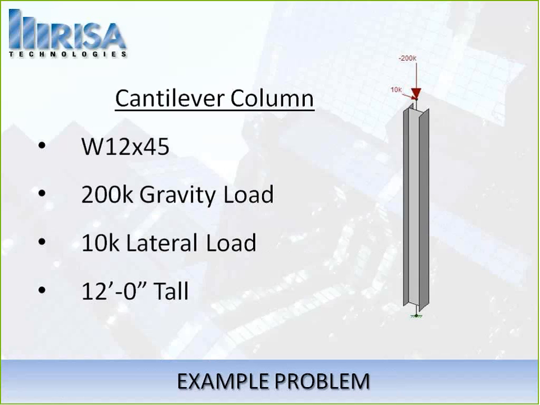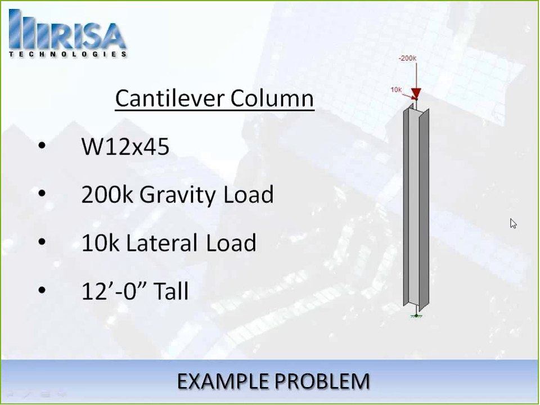So to start with, when we take a look at P-Delta, let's look at this cantilever column problem. As you can see in the image here, I have a W12x45 column, and I'm going to apply 200 kips of gravity load to it and a 10 kip lateral load right at the top. This is a cantilevered column, fixed at the base and free at the top, and it's a 12-foot tall member.